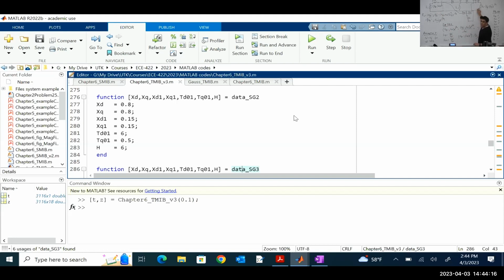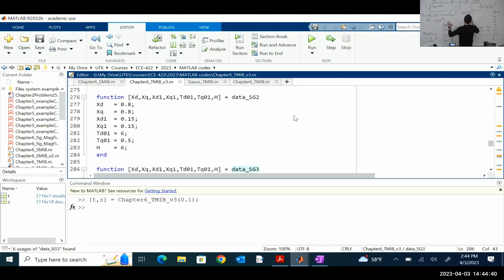How much is generator 3? 3 seconds. What happened? We said that the short circuit at the terminal will send the electrical power to 0, so it's going to accelerate a lot. But how much is the inertia? 6 seconds. It's much larger. What if the inertia of this one is smaller? It will deviate even more.